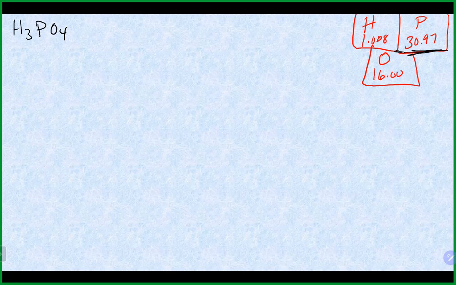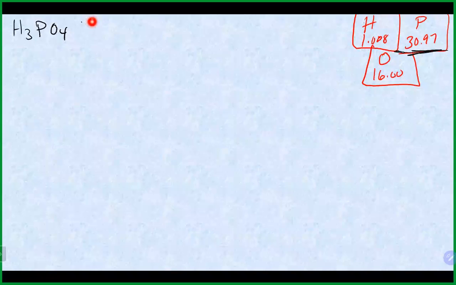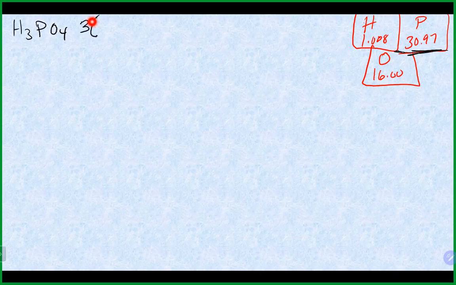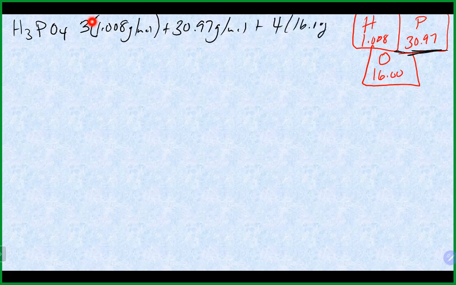Okay, let's take a look. So just like we talked about last time, in order to calculate the percent composition of each of the elements that are there, you've got to start with the molar mass of the entire compound. Again, that comes from the periodic table. So that's going to be 3 times 1.008 for the hydrogen, plus 30.97 for the phosphorus, plus 4 times 16 for the oxygen. That gives us a molar mass of the entire thing of 97.99 grams per mole. At this point, what we want to do is basically just take the mass of each of the elements there and divide it by the total.